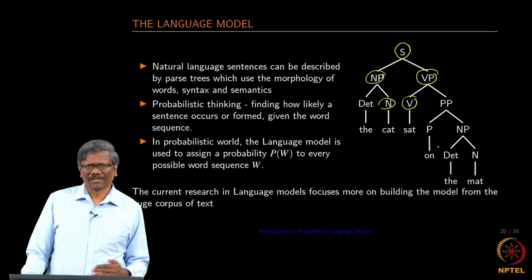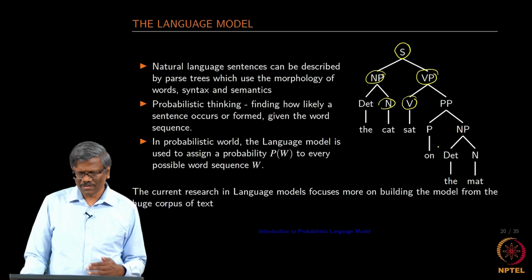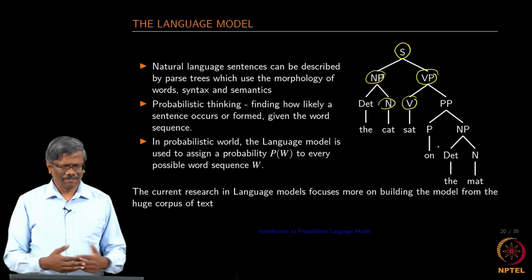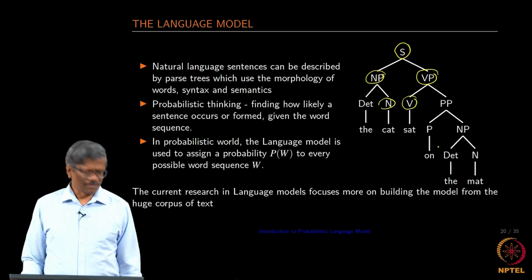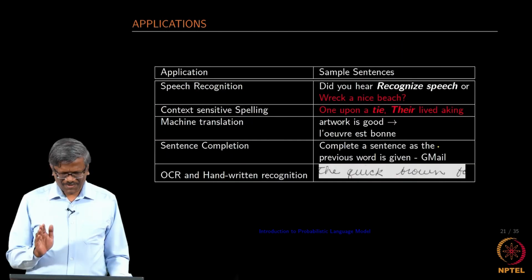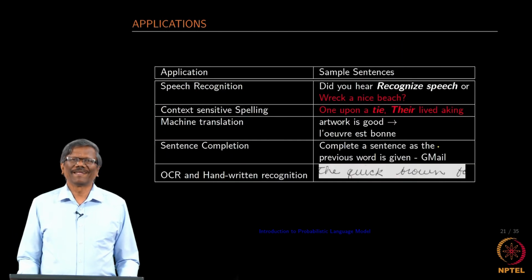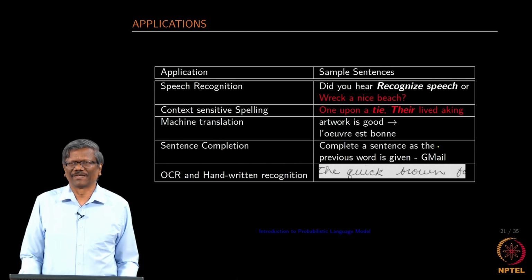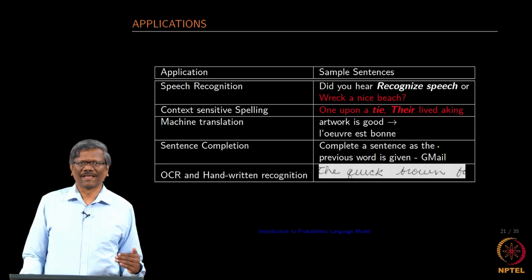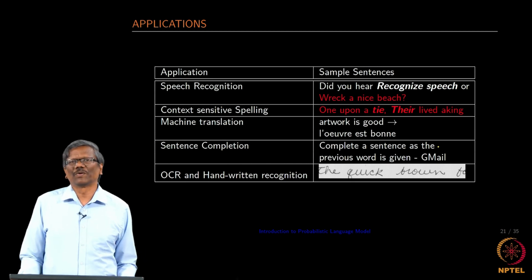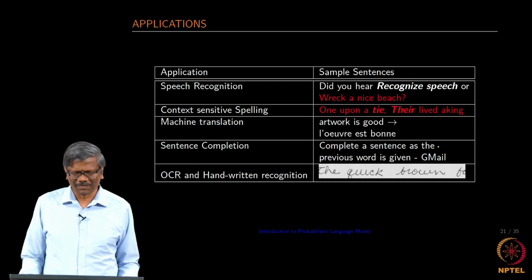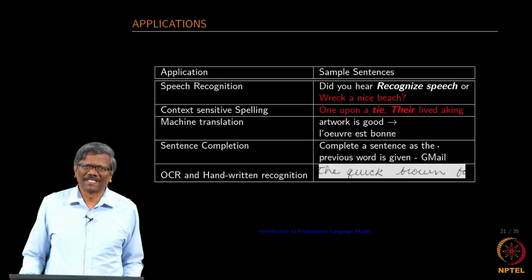Most of the computational linguistics right now focuses on building the model from a huge corpus of text. So, we are going to be building applications based on what we have learned. So, what are the different applications where we can utilize the knowledge that we have gained so far? One is in speech recognition.